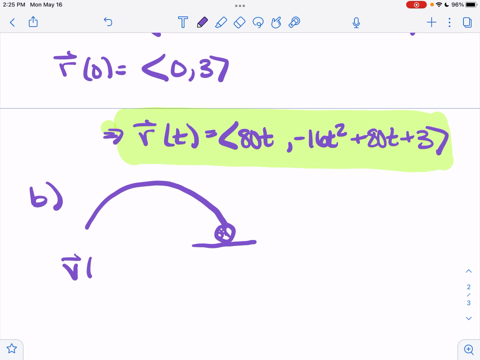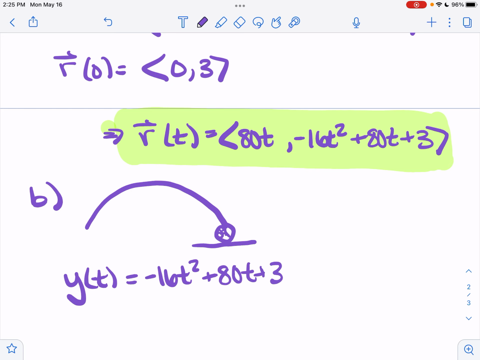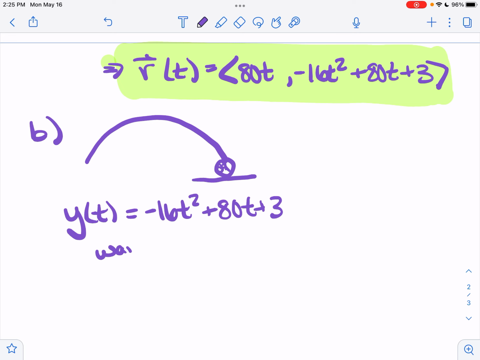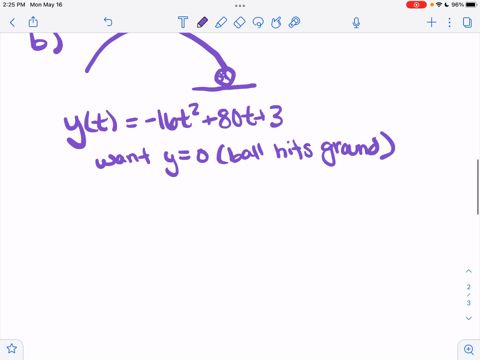So the y component of the position, y of t, is minus 16t squared plus 80t plus 3. So when does that position, we want y to equal 0. That's when the ball hits the ground. So we set y of t equal to 0.